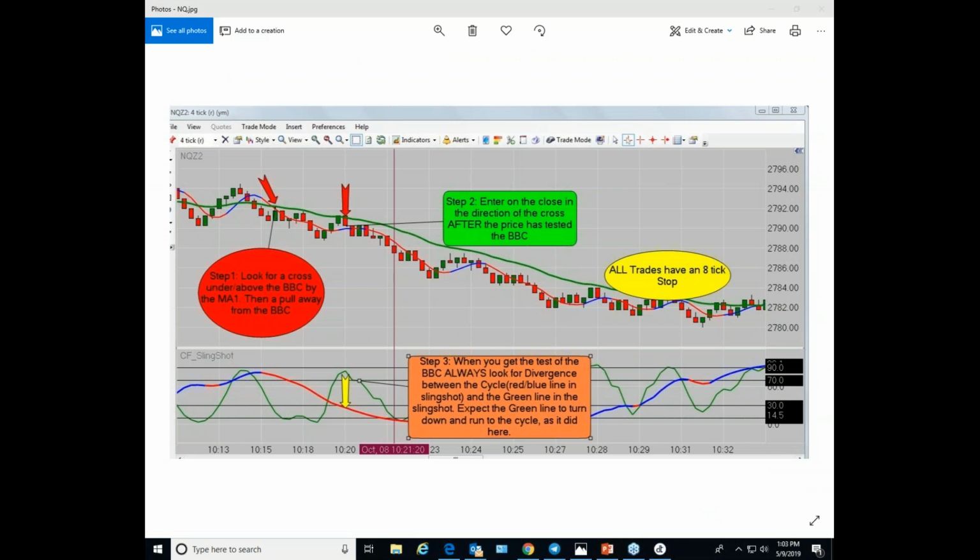All right, next we're going to work on the top portion of the chart here. Some basic stuff, especially if you're brand new.